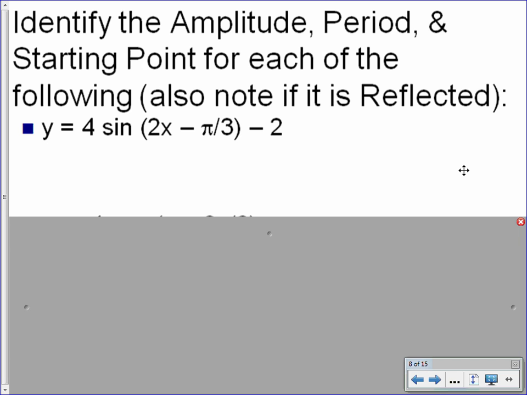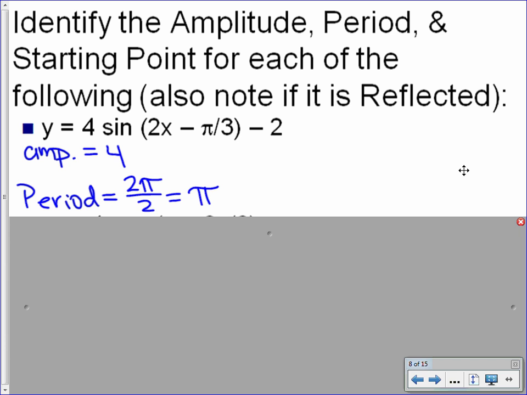So first of all, our amplitude. Sean, what is it? 4. Our amplitude is 4 because A is 4. It's positive, so there's not a reflection. Our period, how do we find it, Layton? 2 pi over b. And what is b? 2. So our period is pi.